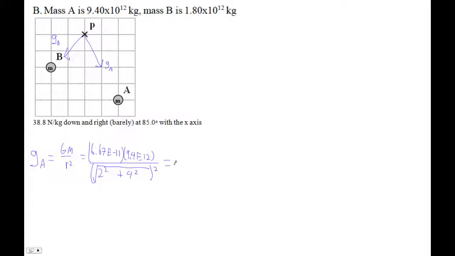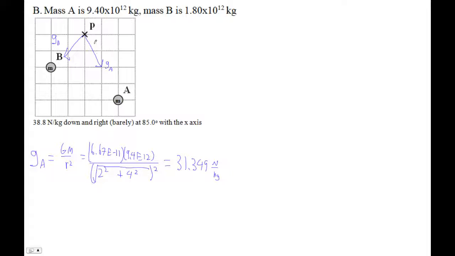I'm going to go alpha F1 and grab that fraction thing and go 6.67 E minus 11 times 9.4 E12, and then we're going to divide by 2 squared plus 4 squared. That's just 20, isn't it? All right, here we go. 31.349, and that is newtons per kilogram.